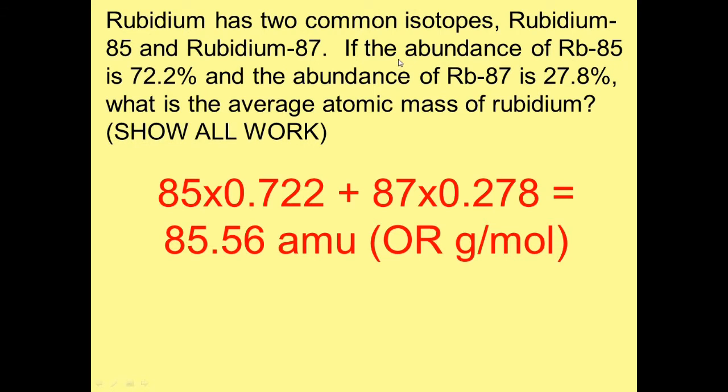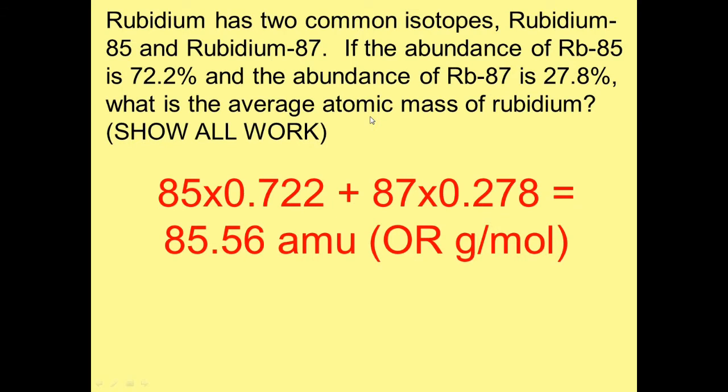For this first problem, this one's done for you. It says rubidium-85 and rubidium-87 have abundances of 72.2% and 27.8%. What does that mean? Well, it means that most of the time a rubidium atom weighs 85 AMU, but about a quarter of the time it weighs 87 because it must have 2 extra neutrons.